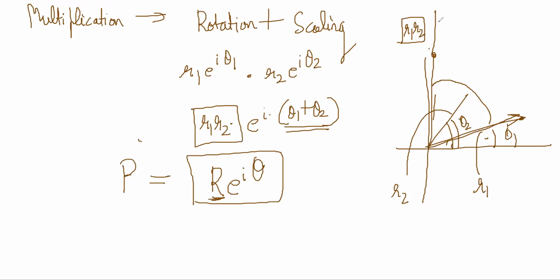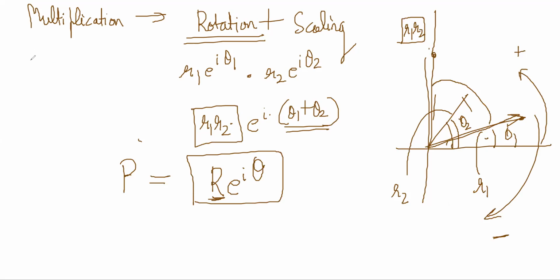If R1 R2 is greater than individual R1 or R2, that means you have stretched the whole vector. You have increased the magnitude, the length. So multiplication is rotation plus scaling. If I multiply numbers with the same type of angles, the total angle increases. It could also be that I have some negative angle. Negative angle means rotation in the opposite direction. This side angles are taken as positive, this side angles are taken as negative, right?